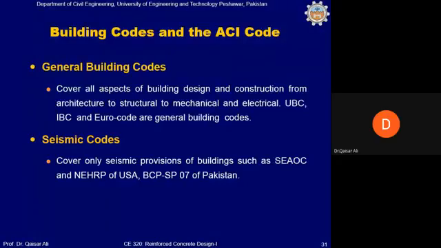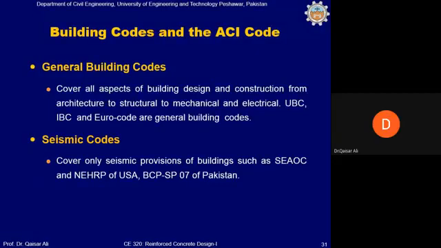General building codes are those codes which address all the different requirements of the building, for example, architectural, structural, mechanical, electrical, etc. This is a general building code, called the mother code, and it will address all the requirements of a building. Within the general building code, you can have different codes.